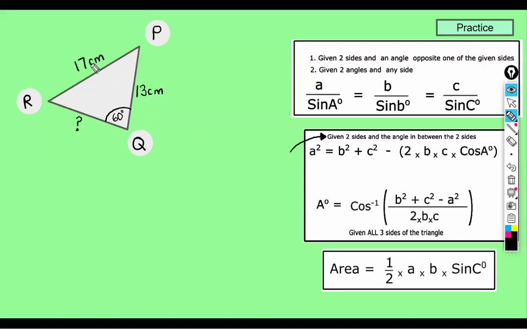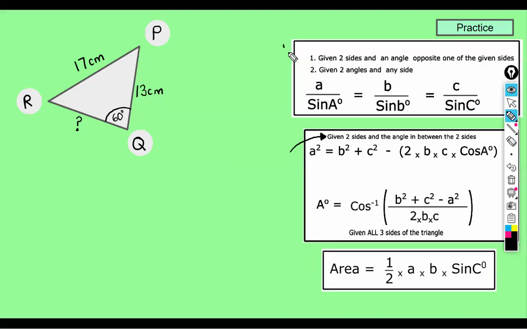Now, I agree. We were given the length of two sides. The two sides are 17 and 13. But is the 60 degrees in between the 17 and the 13? Look at it properly. That rule said you could use this cosine rule if you have the length of two sides and the angle in between. Now, if the 60 was here, not a problem. The 60 is in between the 17 and the 13, but it's not.